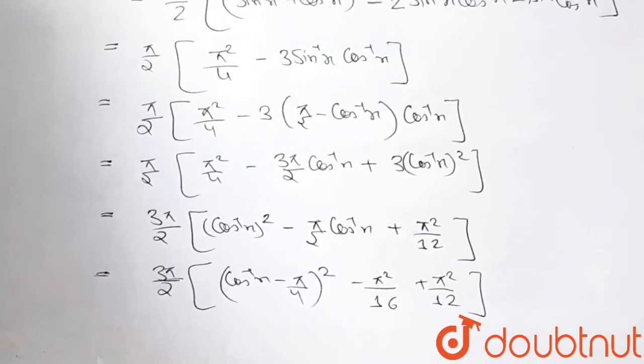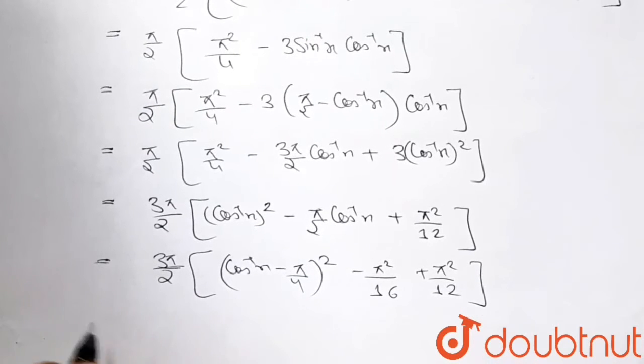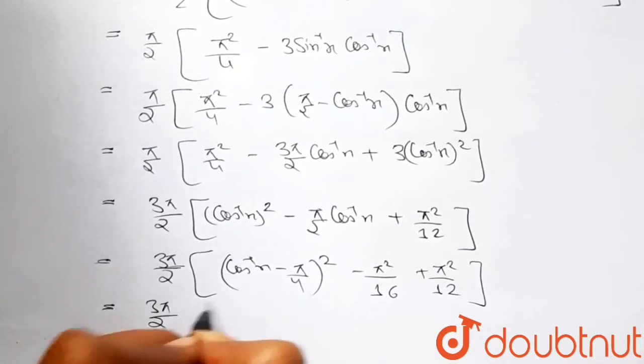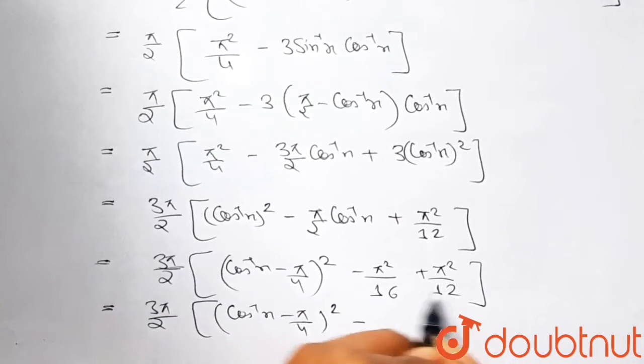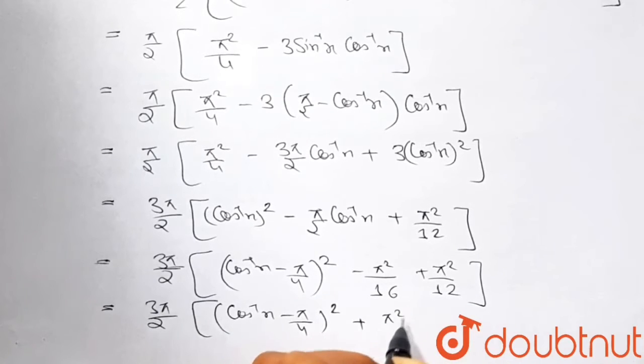Now let's simplify this thing further. So this will become 3 pi by 2 in bracket cos inverse x minus pi by 4 whole square plus pi square by 48, right? So this is our final function, okay?